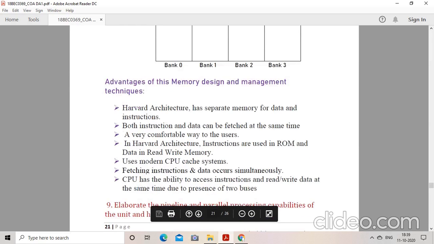Advantages of this memory design and management technique. Harvard architecture has separate memory for data and instructions, as we already discussed. Both instructions and data can be fetched at the same time. It is also a very comfortable way for the users. This is basically used in modern CPU design. Fetching instructions and data occurs simultaneously.